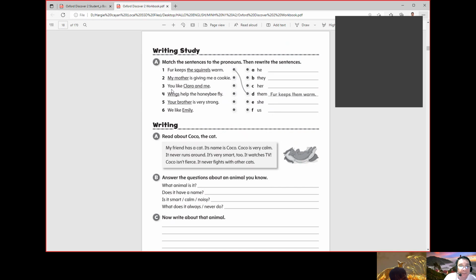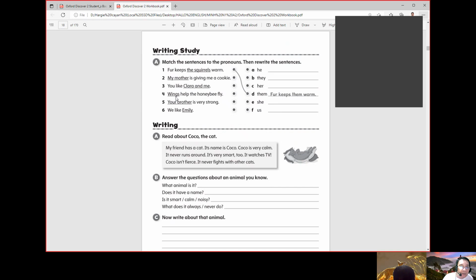Next, number three. You like Clara and me. Yes, so you like Clara and me. So what do you think would be the word that we can replace the underlined words Clara and me with? That would be us, letter F, right? So it should be us. Okay, so how are we going to write the sentence now? You like us. Very good.